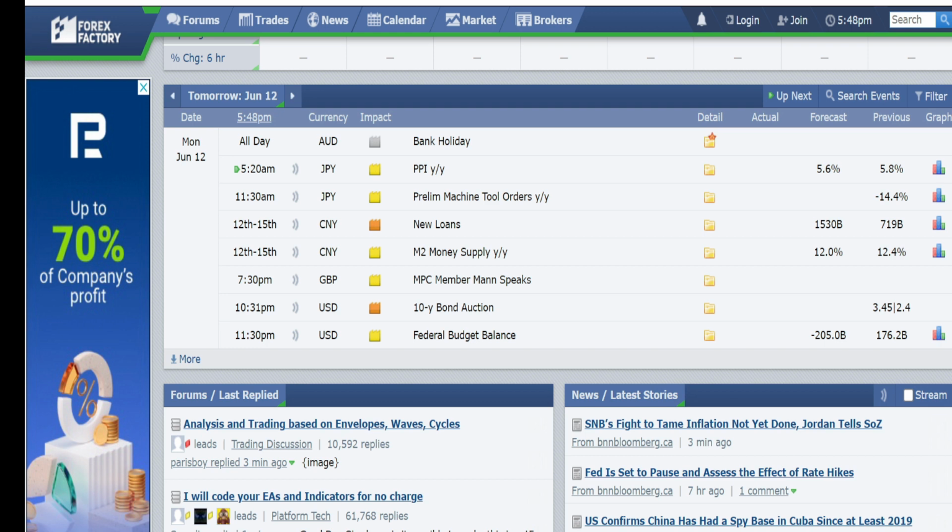Before that, when we look at the economical events plan for Monday, we have Australian bank holiday and we have medium impact news for Chinese yuan. And at 10:30 p.m. we have medium impact news for US dollar related currency pairs. So since there are no high impact news, we can again expect low volatility in gold tomorrow. Let us begin with our gold analysis.